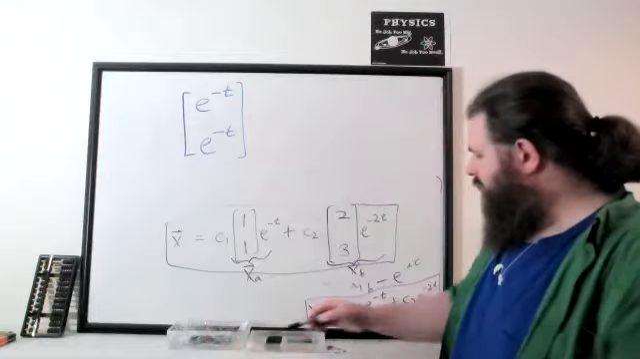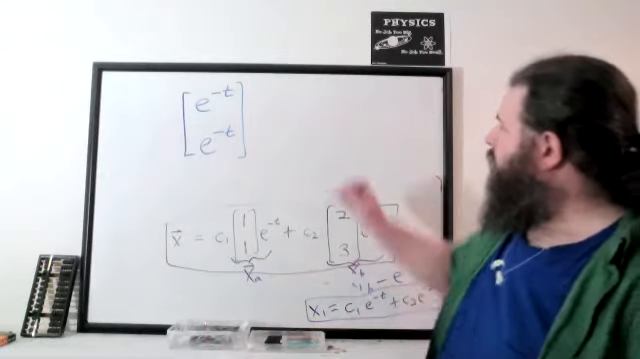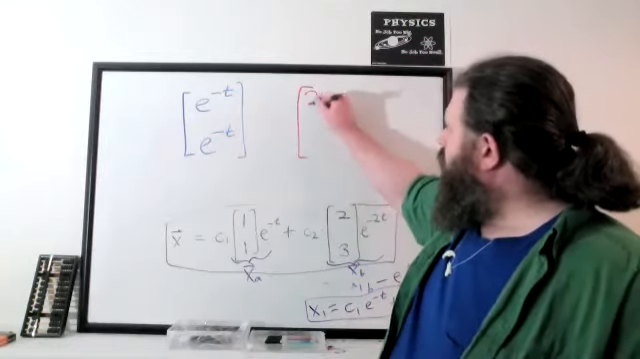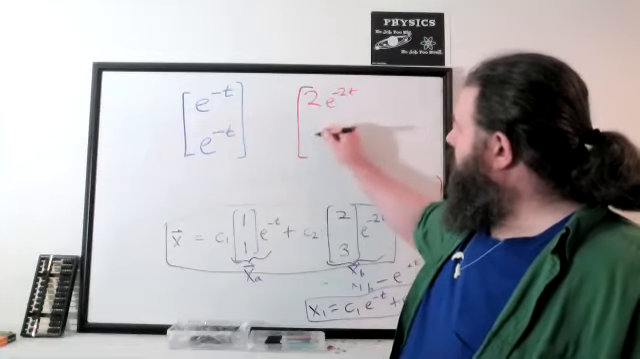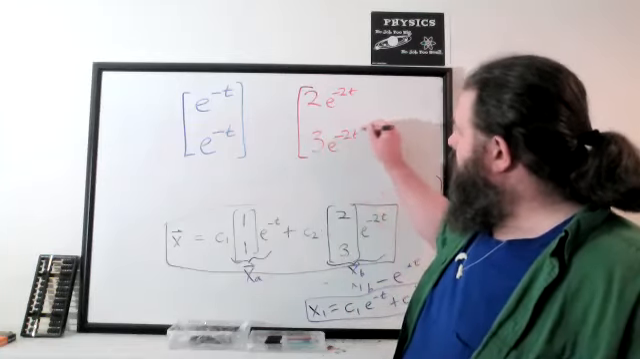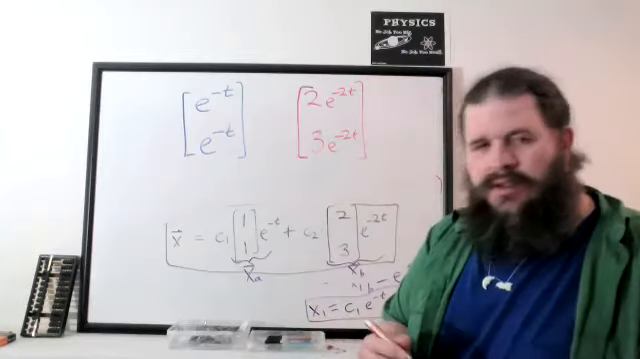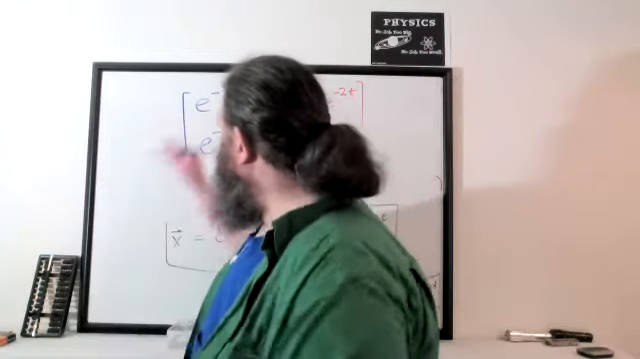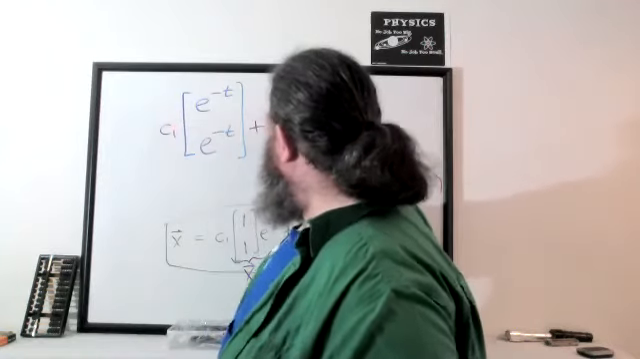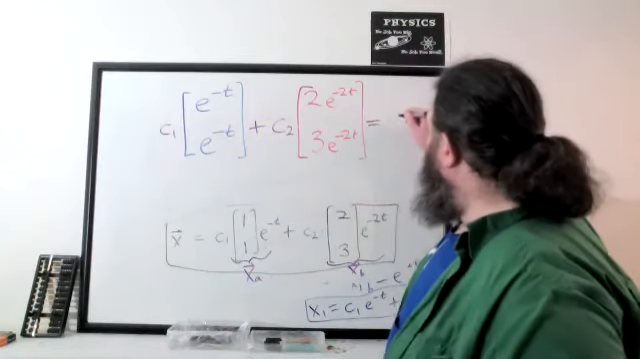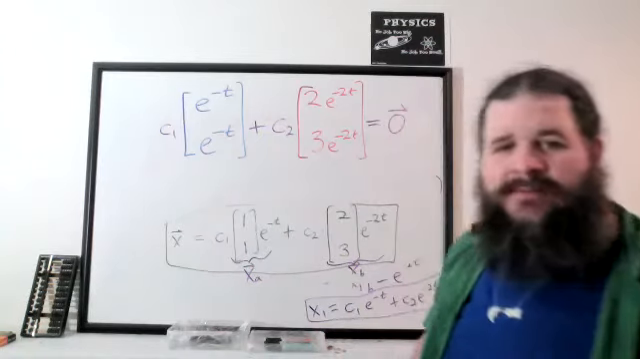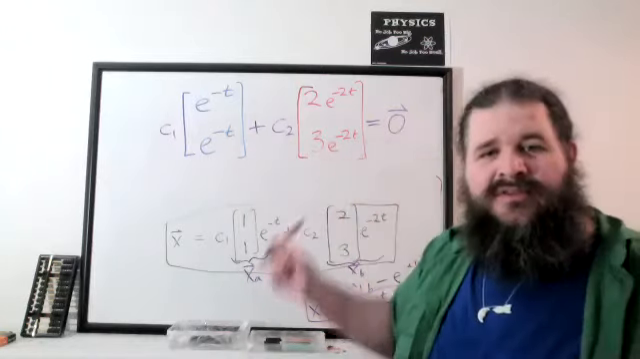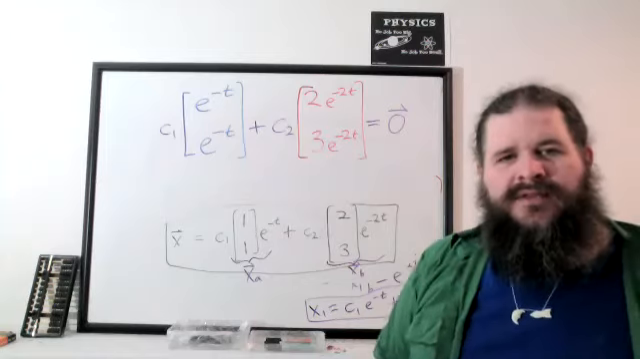And we've also got the vector 2, 3 times e to the negative 2t. So 2 e to the negative 2t, 3 e to the negative 2t. And the idea here is we want to add those together with some unknown constants, c1 times this one, plus c2 times this one. And we want to know, is it possible to make these add up to the 0 vector? Are there some constants we can assign here that will make these add up to the 0 vector? And do you think that's possible in this case?